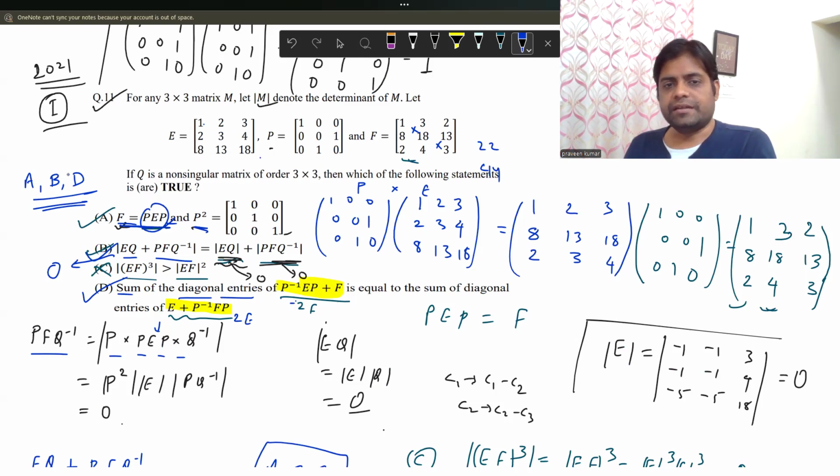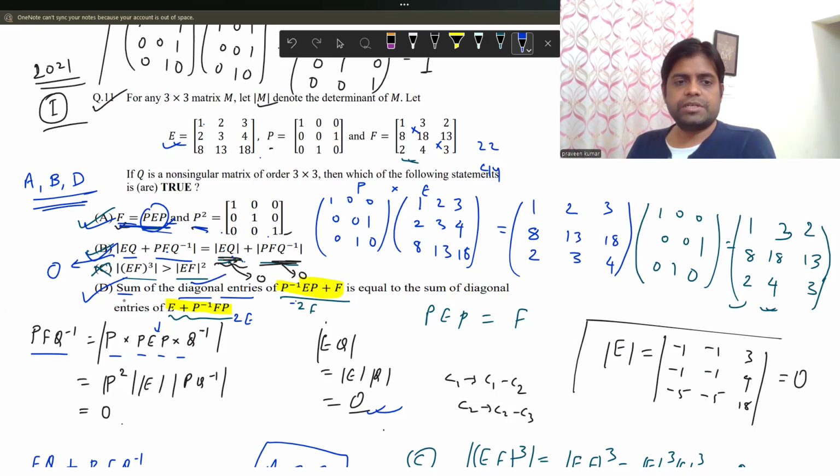If you see it from the beginning, what do you find? Is it a difficult question? To get the first option, it's very easy, I think. You have to just multiply PEP, simple multiplication, get F, P square, you're getting I, done. Then you are just looking at the second option, E is everywhere. E is everywhere. So why not find determinant of E? Once you find determinant of E, which is 0, you found that on the left hand side and right hand side both are 0. That's it. So on the basis of determinant, you can find option C also, right?